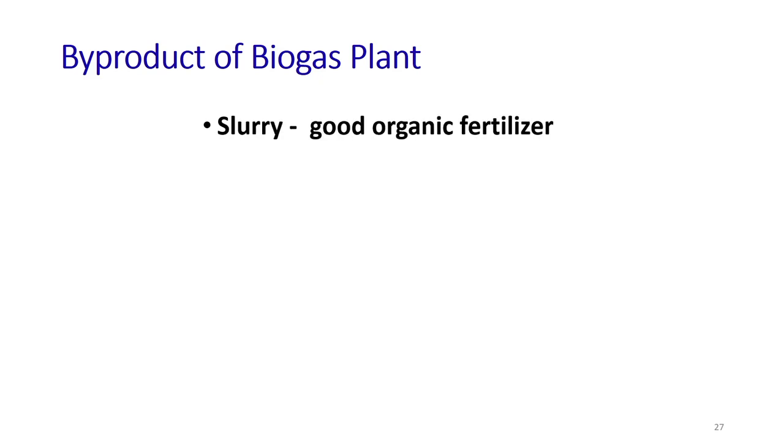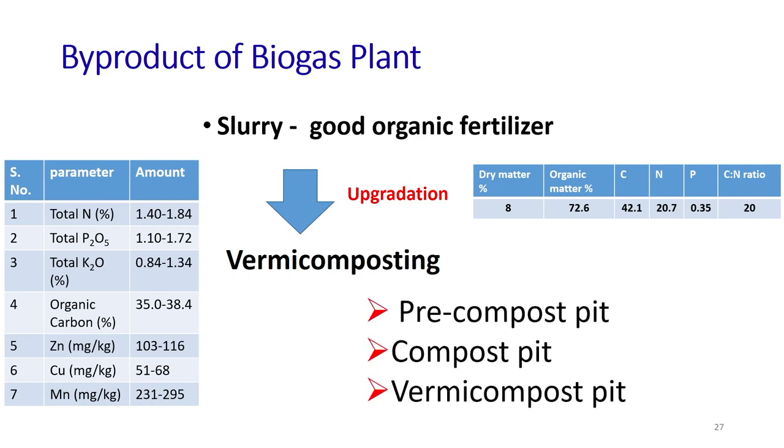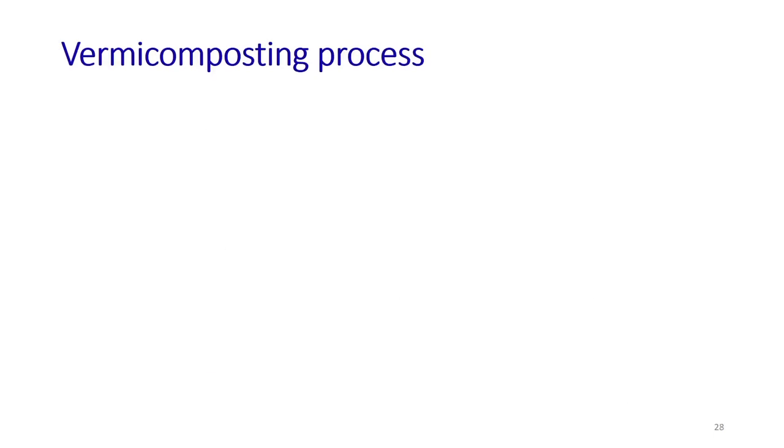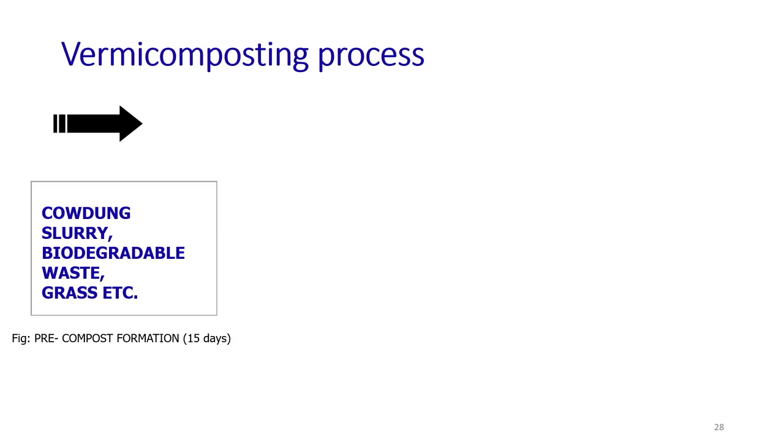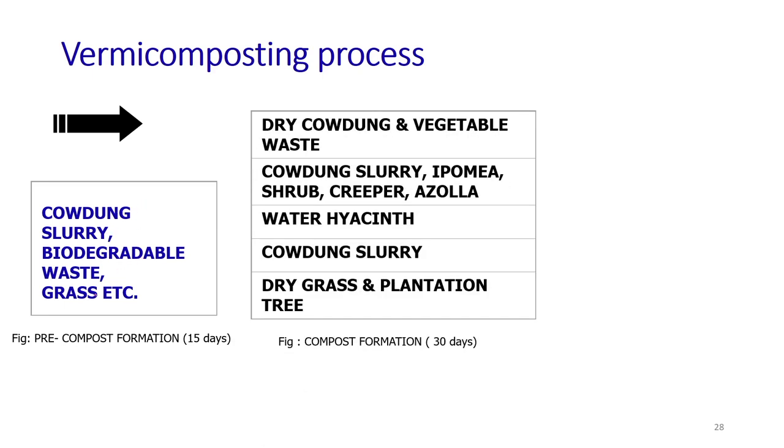And if we talk about the byproduct of biogas, it is a very good fertilizer, which can be upgraded by using vermicomposting. So for vermicomposting, we need three pits: pre-compost, compost, and vermicompost. So these are the parameters of the fertilizers. And in the vermicompost process, as I said, three pits are required. In the pre-compost, we need to have cow dung, slurry, biodegradable waste, then grasses, and this has to be maintained for 15 days. Then in the compost pit, all those things have to be transferred to the compost pit, and all the things have to be maintained properly for 30 days, like dry cow dung leaves, then cow dung slurry, water hyacinth, then cow dung slurry again, then dry grass, then plantation trees.